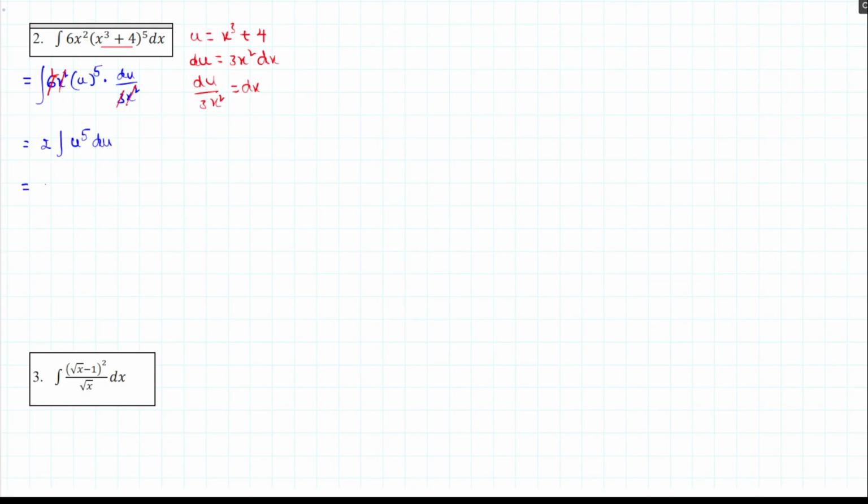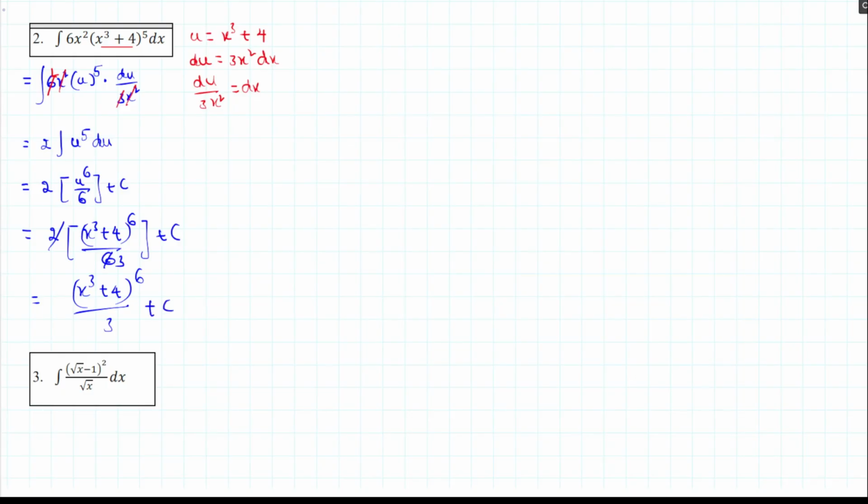So this is equal to 2 times the integral of u to the power 5, which is u to the power 6 over 6 plus c. Finally we come back to the original variable, substituting u equal to x cubed plus 4: (x cubed plus 4) to the power 6 over 6 plus c. Here 2 over 6 is 1/3, so this is (x cubed plus 4) to the power 6 over 3 plus c. This is the integration of the given integral using substitution.